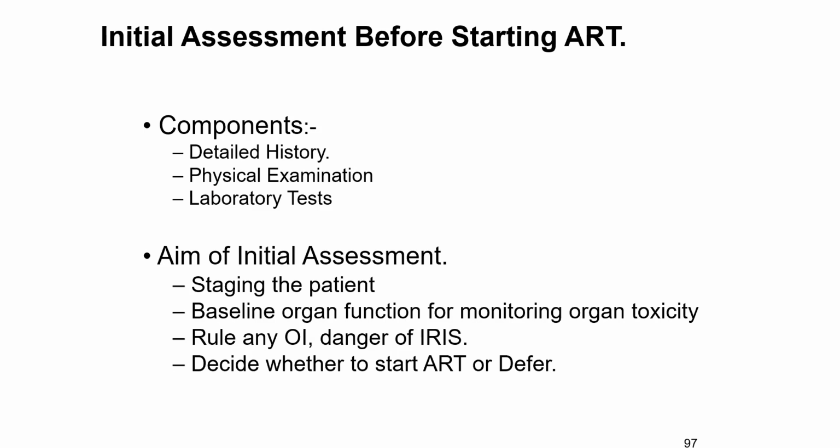We want to rule out any opportunistic infection. Why? Because we have what we call IRIS, which is immune reconstitution inflammatory syndrome. I'll not discuss this in detail, but you need to understand that if we start people on treatment without treating their underlying opportunistic infection, they can actually become sick. So it is important to screen our patients for underlying opportunistic infection. Then based on the initial assessment, we can decide whether to start ART or to defer, depending on whether the client is ready or not ready.